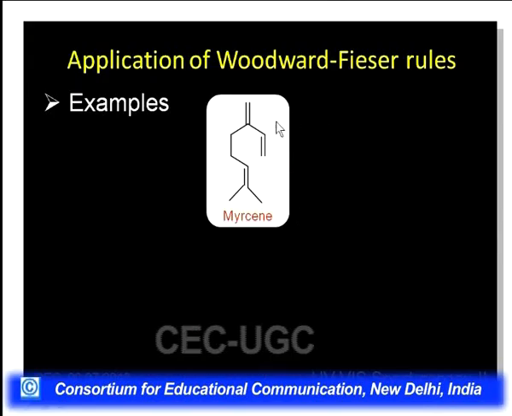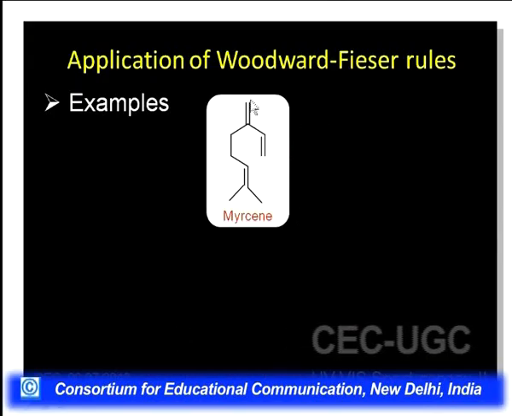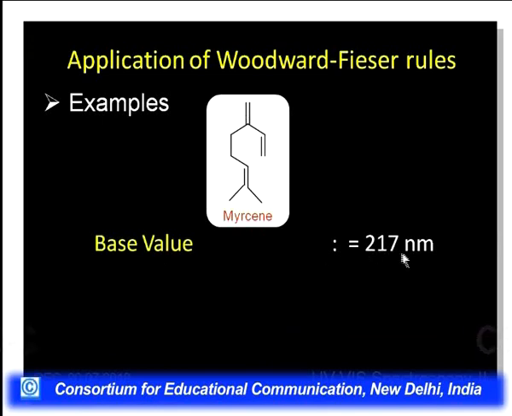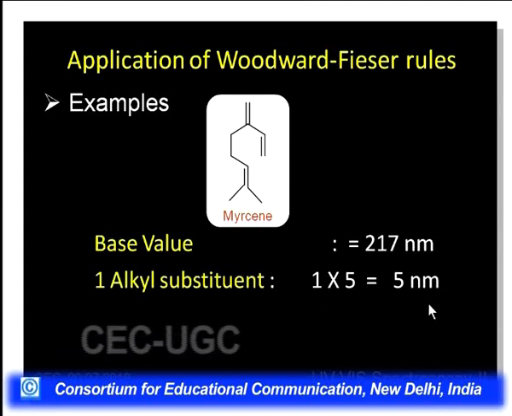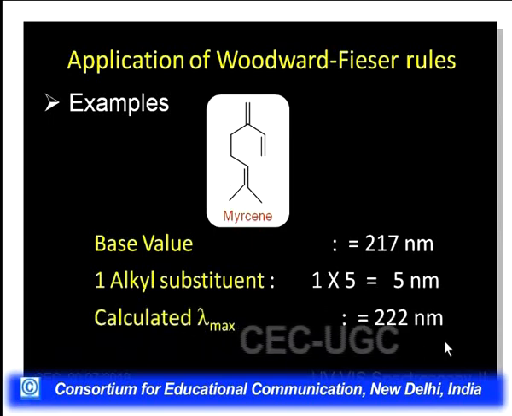Let's go further and take yet another example. This is myrcene. In this case, what do we have? This is the basic chromophore here. Okay, so the base value will be 217 again. It is an acyclic one, and this is one alkyl substituent. So this whole thing happens to be the substituent, because this double bond is far away from the chromophore. It doesn't conjugate with this, so nothing is there. So we have only one alkyl substituent. This whole thing can be taken as one substituent. So the contribution is just 5 nanometers, and the predicted value comes to be 222 nanometers.